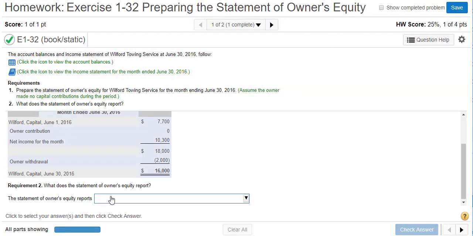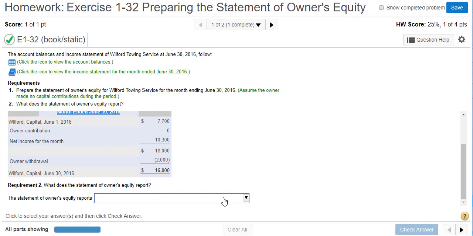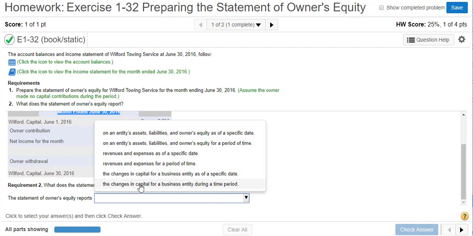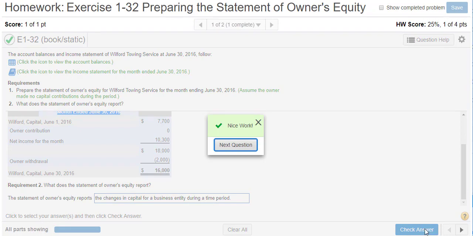And then they're going to ask us, what's the purpose of the statement of owner's equity? Well, it's to show you how capital changed during the period. Remember, the statement of owner's equity always is for a time period, not a single day. It shows you how capital changed and why it changed. So the changes in capital during a time period, not a specific date, but during a time period. And that's it. And again, don't forget to do the other version of the problem.